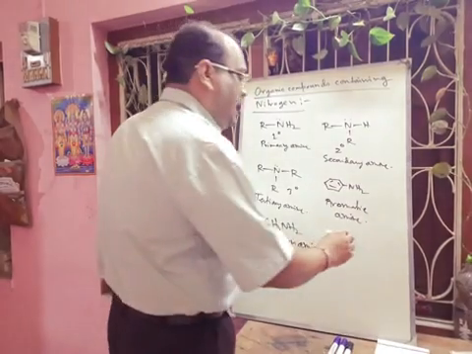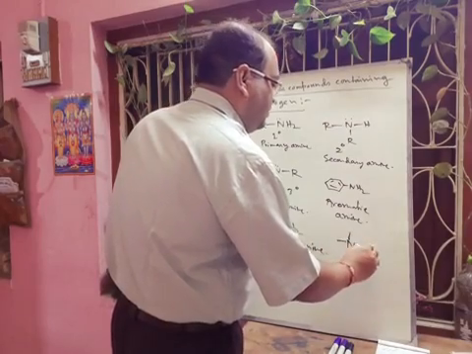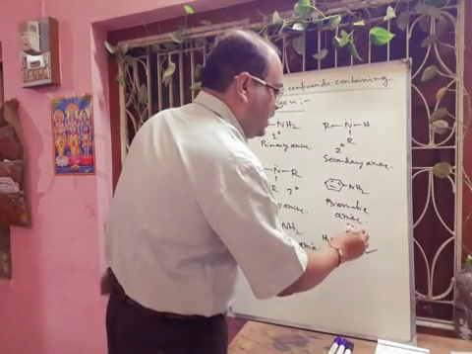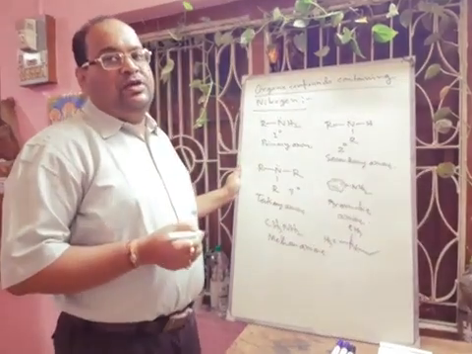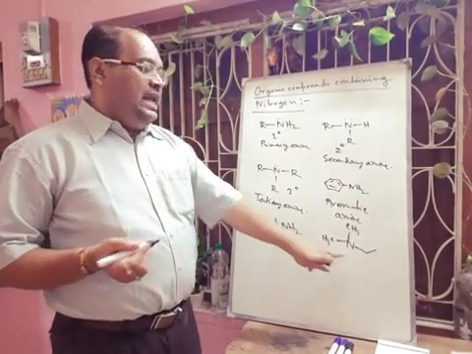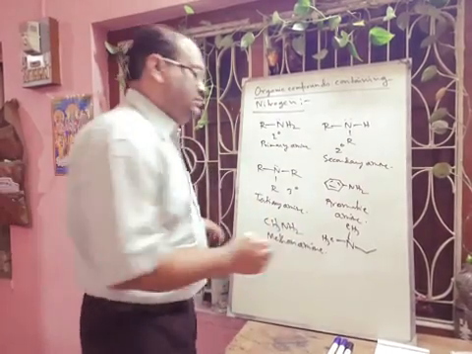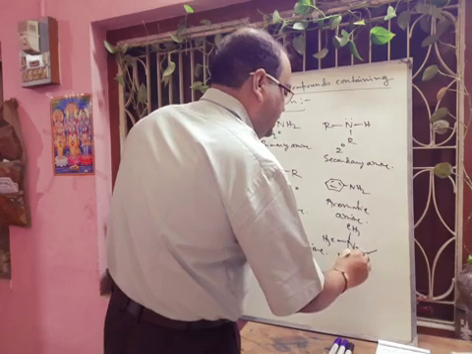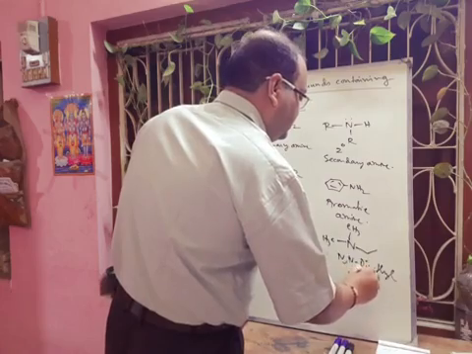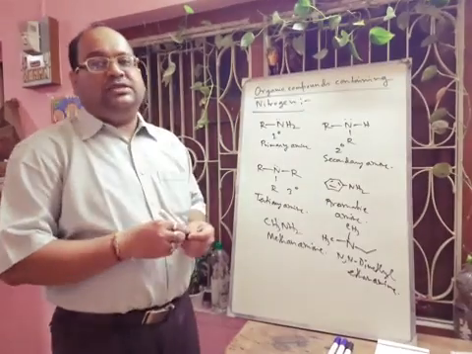Okay. If we write the structure of an amine like this, 2 methyl groups and 1 ethyl group are attached. So the name of this amine will be N,N-dimethylethanamine. These are the IUPAC nomenclatures of amines.